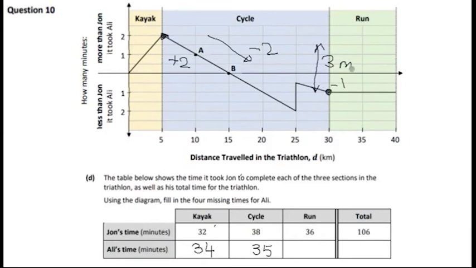Okay, so at the final section here now, it's going straight across, so that means it's going to stay the same. They're really running at the same rate, so there's no time difference. So he's going to do the run at 36 as well. So when we add up all of those, we will get 105 minutes, and that makes sense because he's 1 minute faster overall.